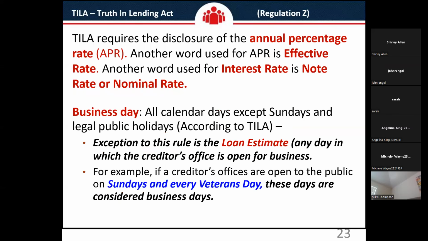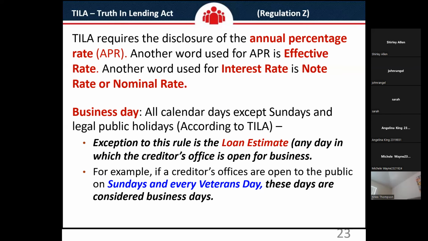TILA requires the disclosure of the APR, annual percentage rate. On the test, they use another word for the APR: the effective rate. Make sure you make a note, it means the same thing. You'll get a couple of questions regarding the APR and another couple regarding what the effective rate is for a particular transaction. Effective rate and APR mean the same.